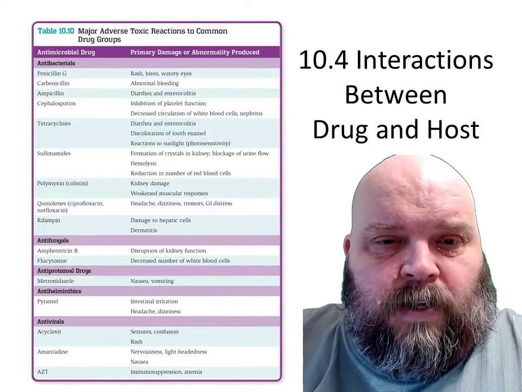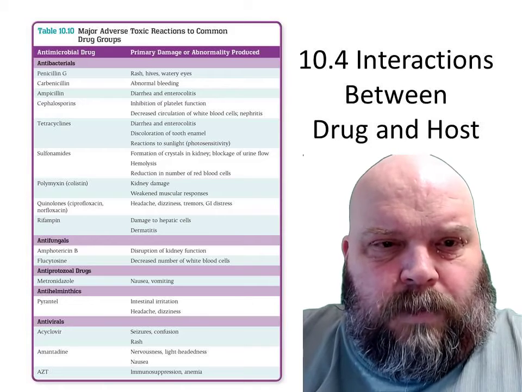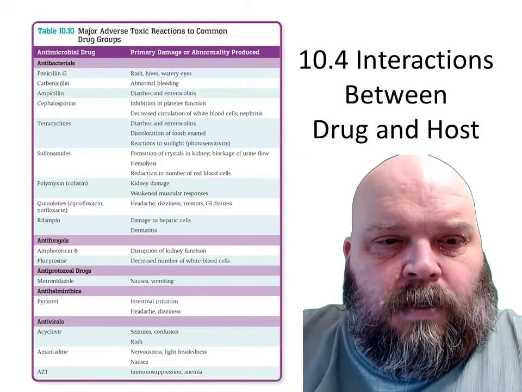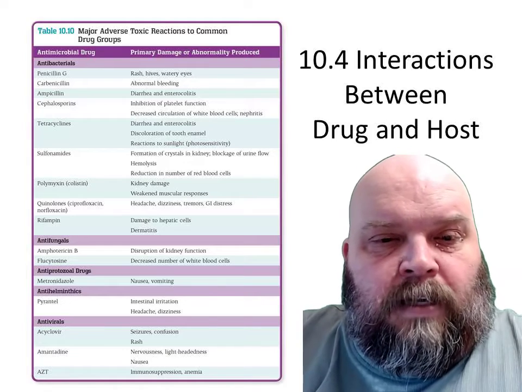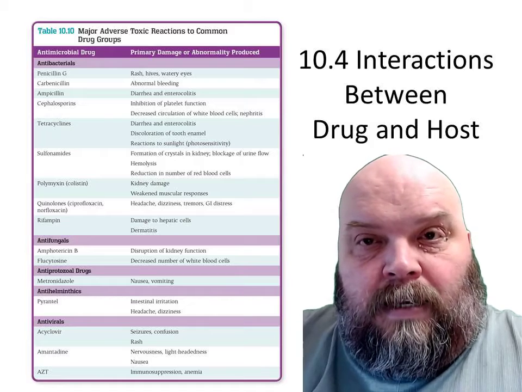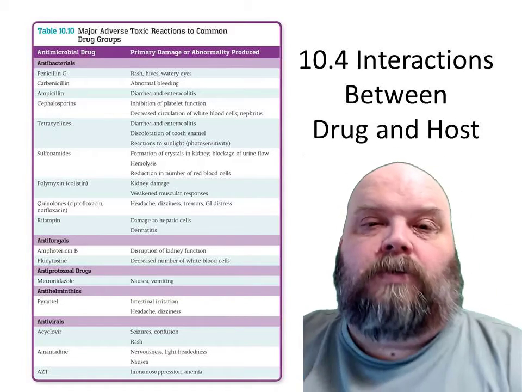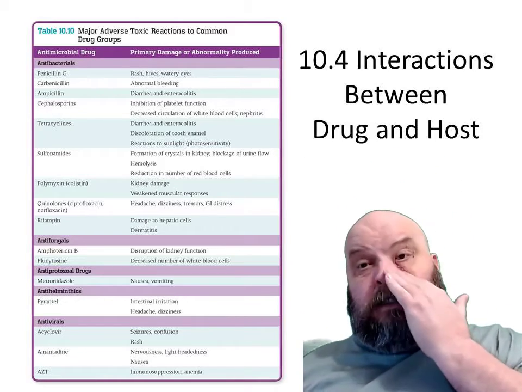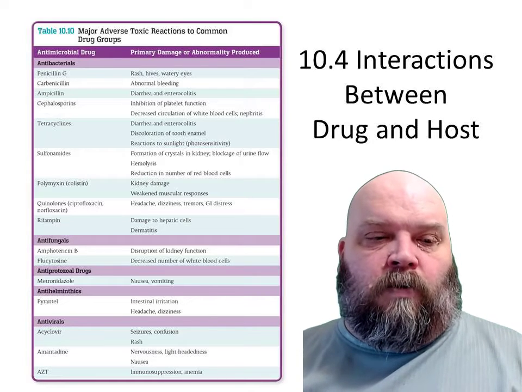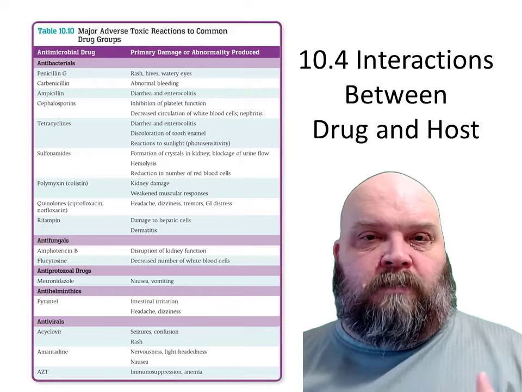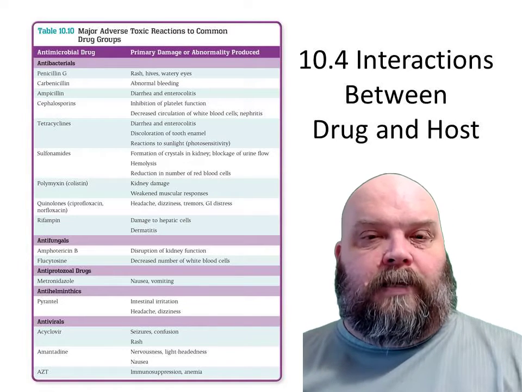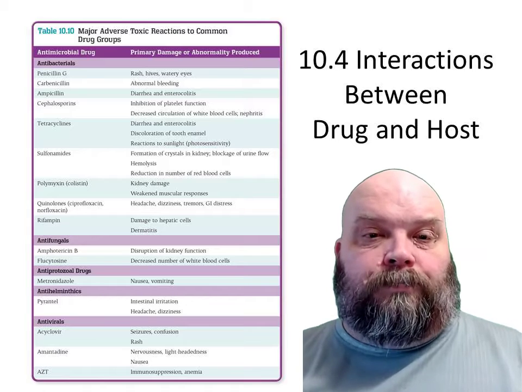Tetracyclines, that's a discoloration of the tooth enamel. I think that's one of them. That's not the one from the 70s. Polymyxin, kidney damage. Rifampin, hepatic damage, liver damage, dermatitis. These are abnormal results of taking these drugs. Not every patient's going to have these, but like I said, some will.